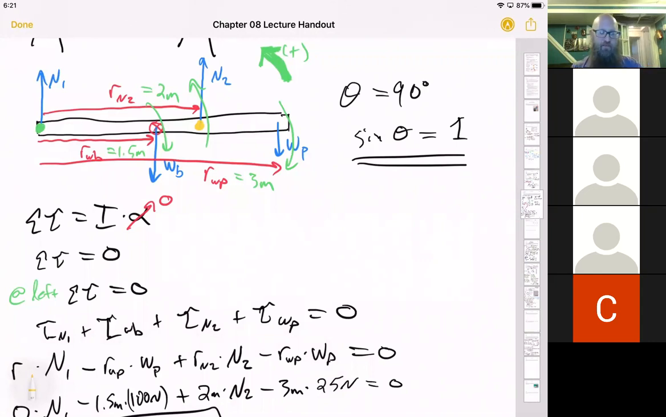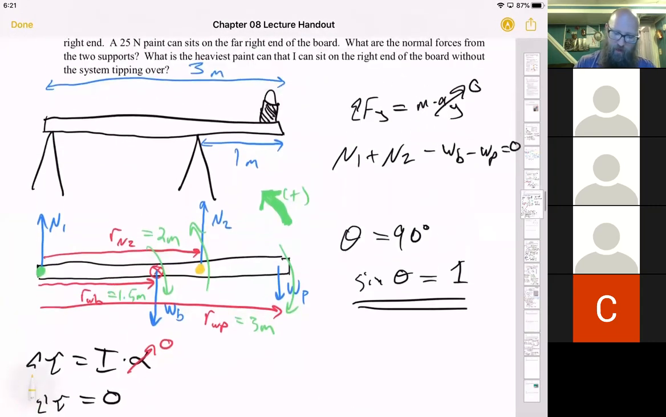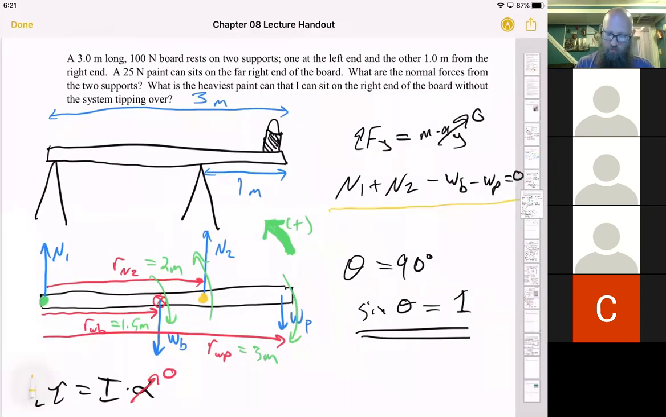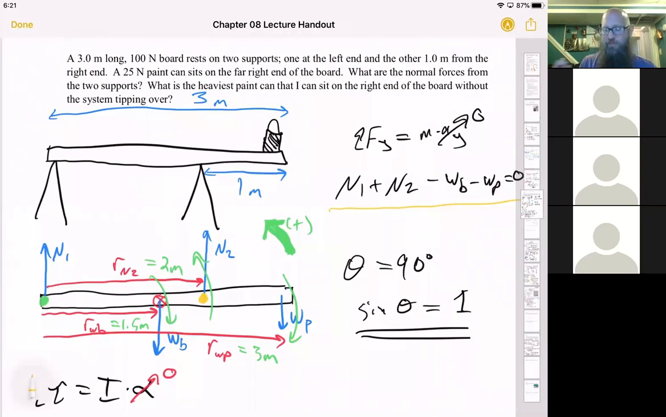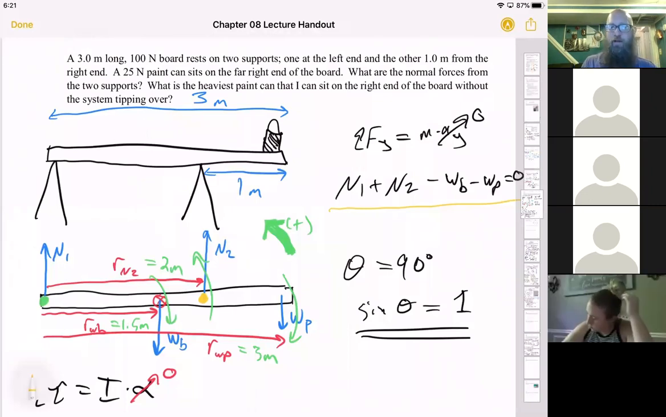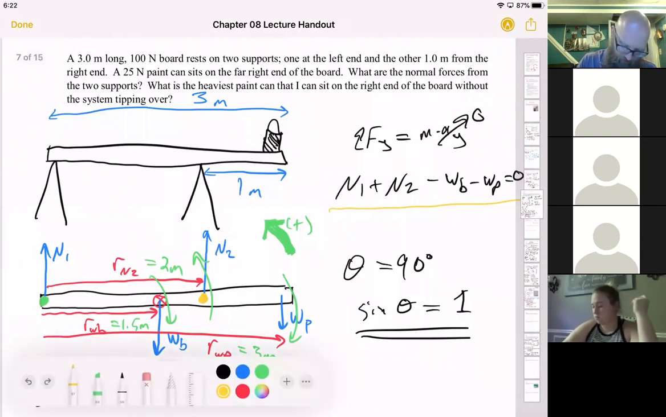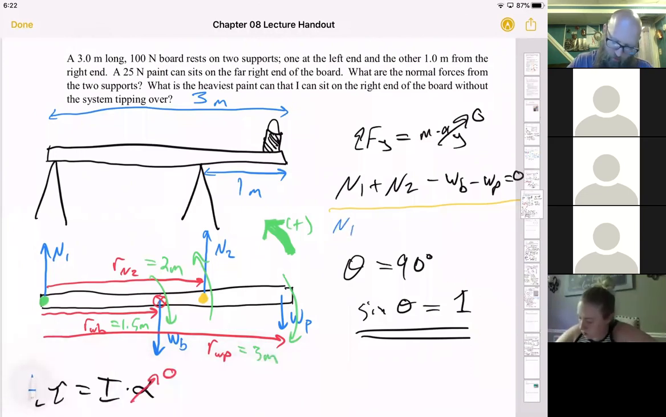And there's utility in doing that, but look, I already know that N1 plus N2 minus the paint can minus the weight of the board has to equal 0 in the y direction. So what are those things? Well, that's normal 1 that I don't know. Normal 1, we just figured out that normal 2 is 110 newtons, and the weight of the board is 100 newtons, and the weight of the paint can is 25 newtons, equals 0.